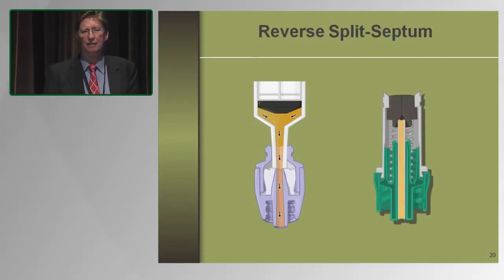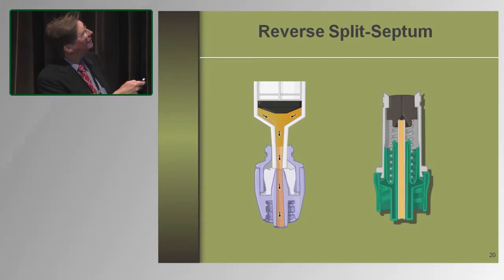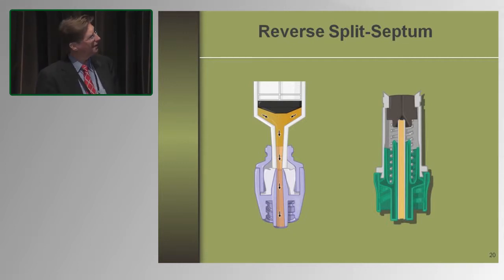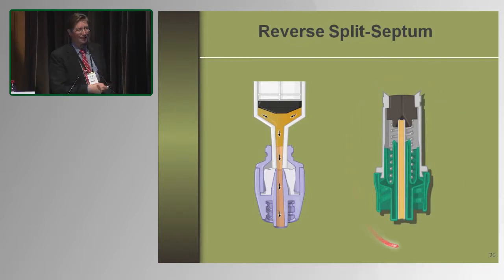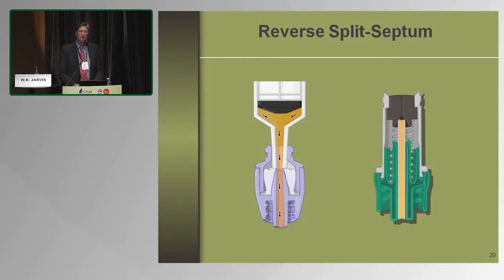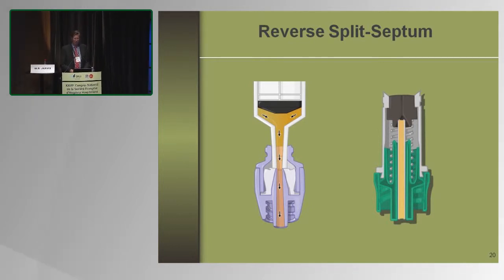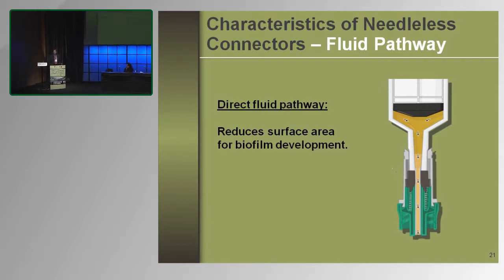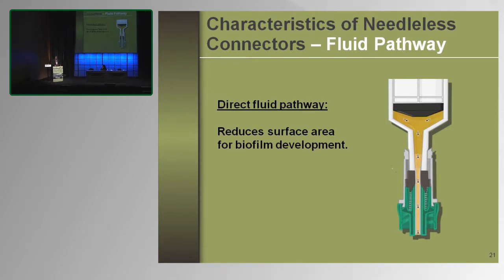So we have a group of catheters that have what's called reverse split septum. So instead of having the septum up here and activated through either a blunt cannula or luer access, it's now the reverse. But these provide a very direct fluid path with minimal area that fluid contacts, therefore reducing the risk of biofilm development or contamination. Another thing to keep in mind is this fluid path, oftentimes with the connector, is of silicone, but it may be also of stainless steel, which reduces the risk of biofilm development. And that direct fluid path minimizes the surface area that the fluid is having contact with, and as a result, minimizes the risk that biofilm will develop.